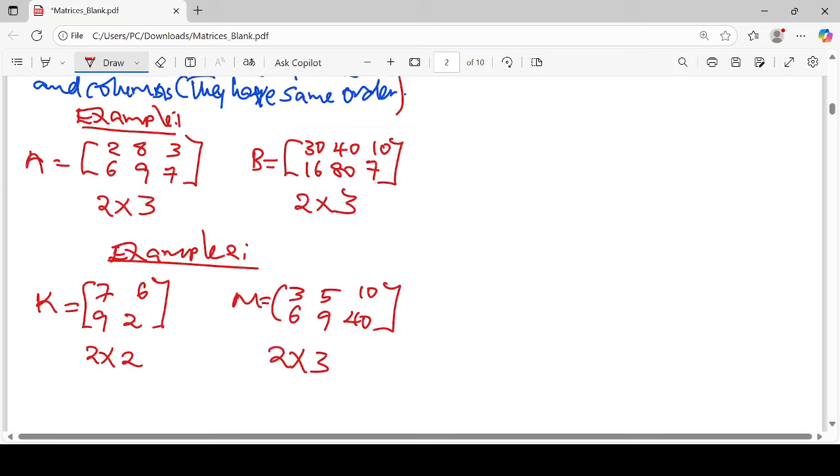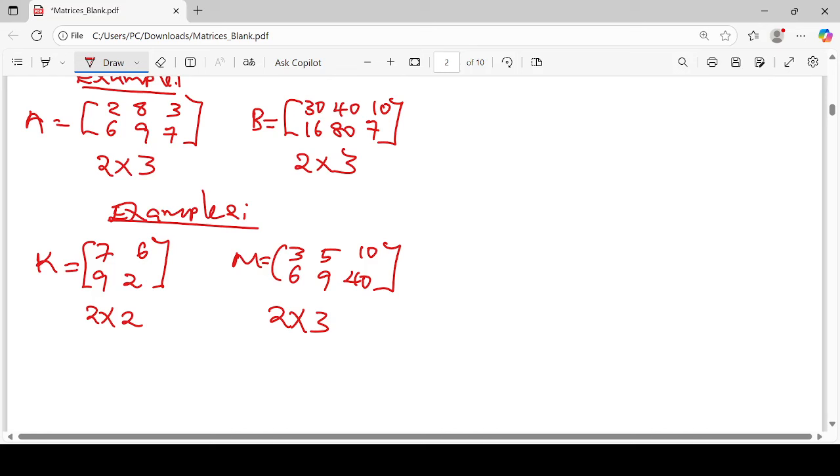So they are compatible. But when you look at this second example, matrix K is a 2 by 2 matrix, meaning 2 rows, 2 columns. Matrix M is a 2 by 3 matrix, meaning 2 rows, 3 columns. Then matrix K and matrix M are not compatible. And because these two matrices are not compatible, we cannot add these matrices, neither can we subtract these matrices. Remember, we only add or subtract matrices if and only if they have the same order, meaning that if they are compatible. I hope I've made that clear.